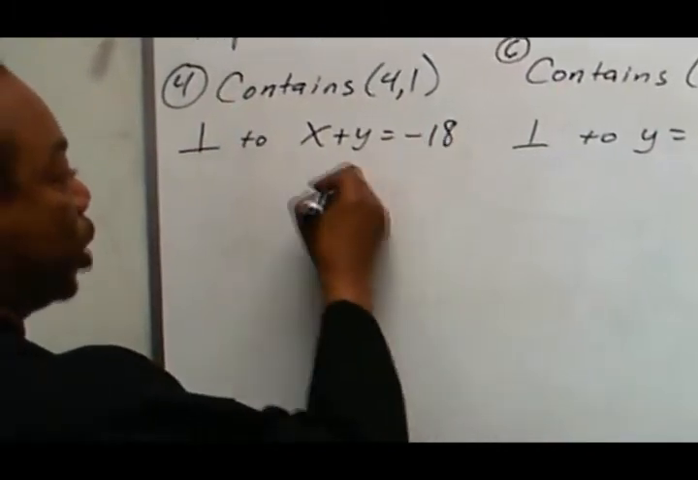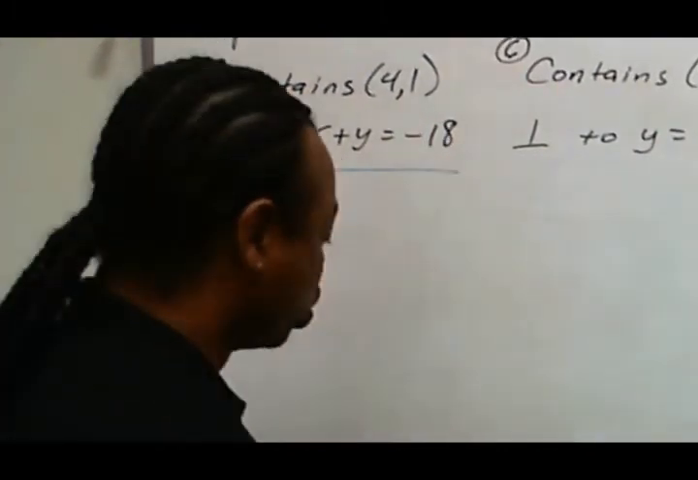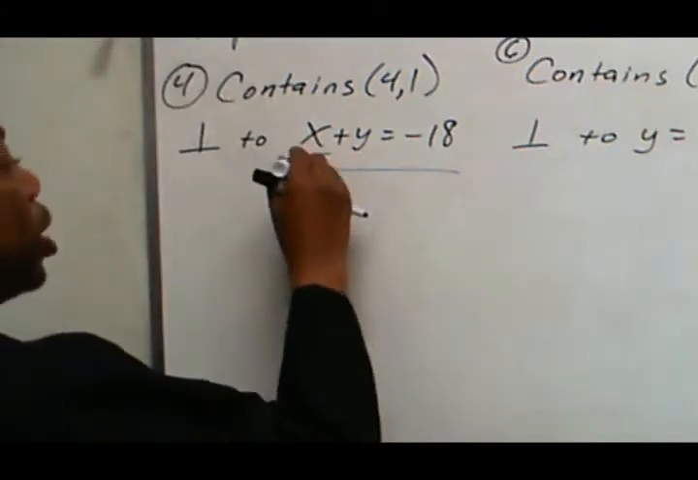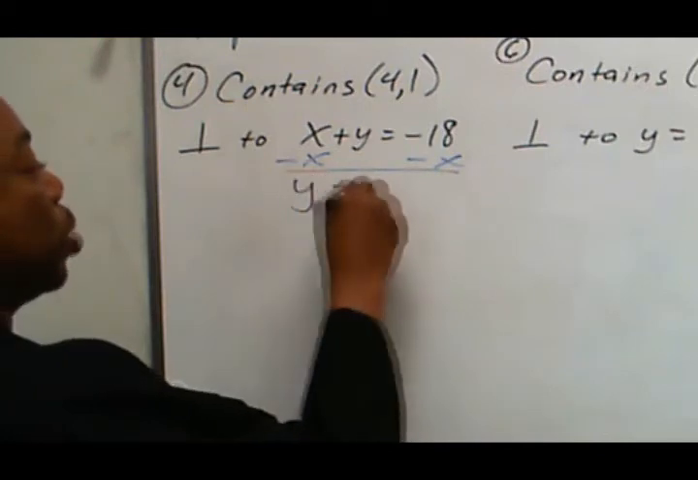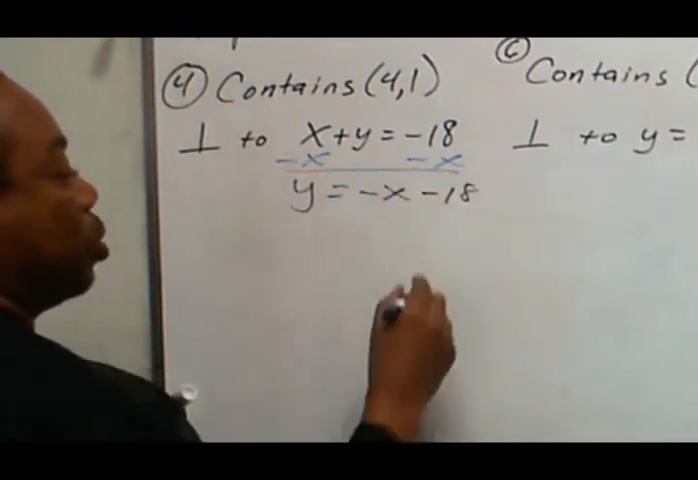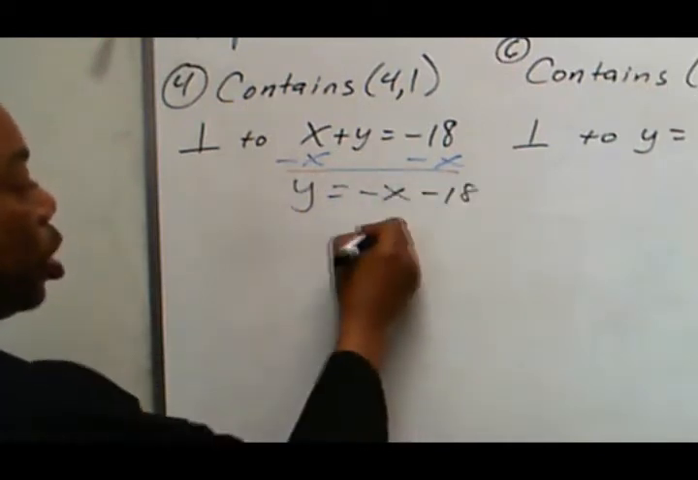I want to convert this into slope-intercept form, so let's solve for y by subtracting x from both sides, and we get y equals negative x minus 18.